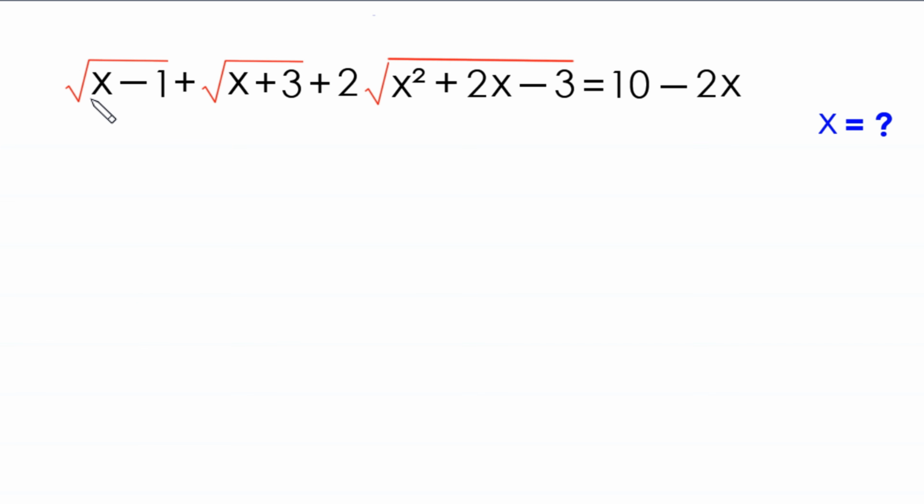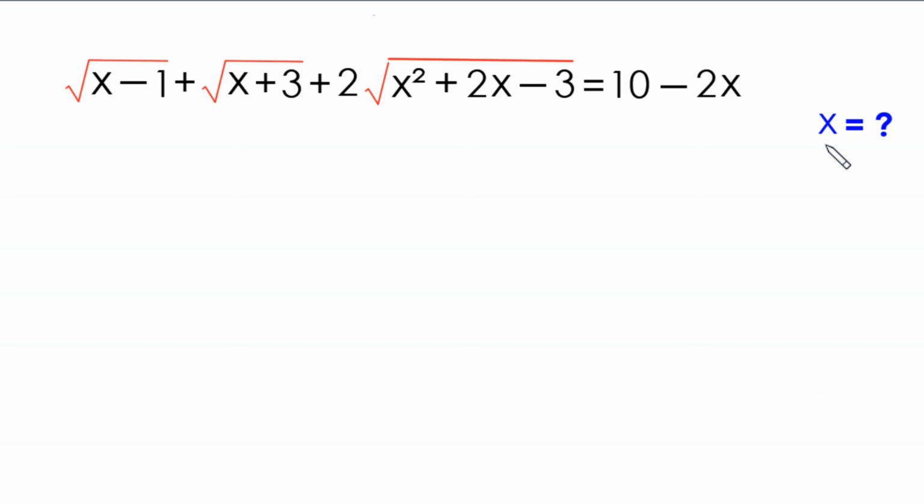The square root of x minus 1 plus the square root of x plus 3 plus 2 times the square root of x squared plus 2x minus 3 equals 10 minus 2x. Our job is to find all possible values of x.